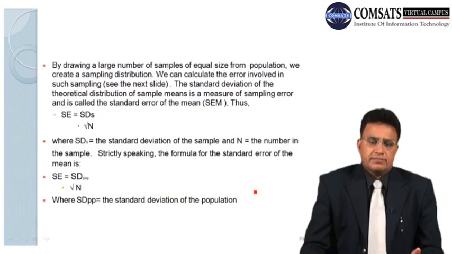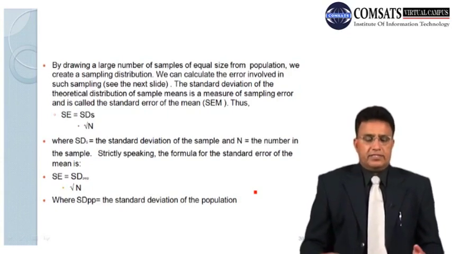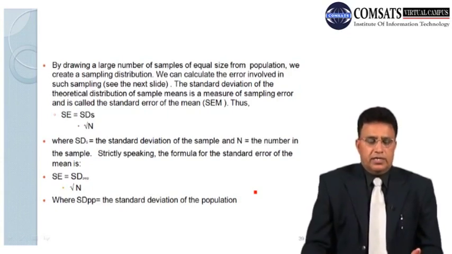Strictly speaking, the formula for the standard error of the mean could be rewritten as: standard error, that is SE, is equal to the standard deviation of the population, SDPP, divided by the square root of n.